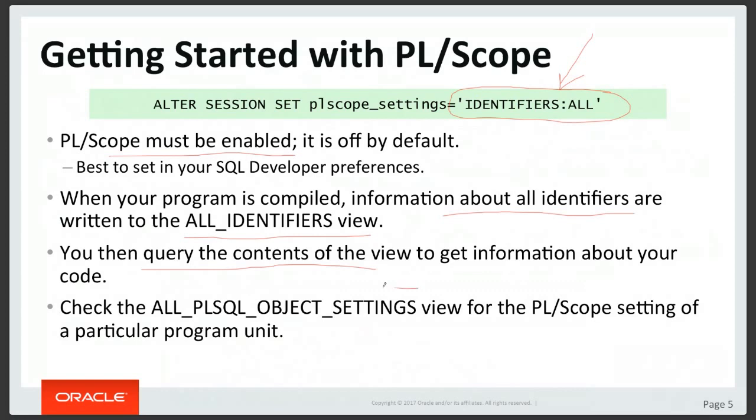You can also check the All PL/SQL Object Settings Data Dictionary view to find out what your PLScope setting is. And you can in fact find out all of your compile time settings. What are my warning settings? What optimization level is this program unit set at? All of that is available through All PL/SQL Object Settings.